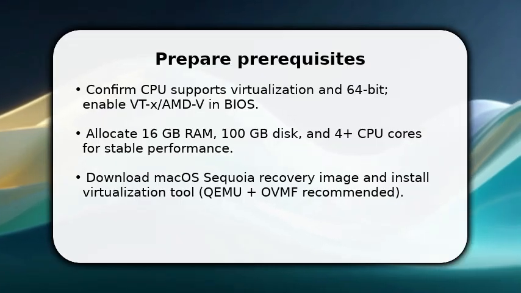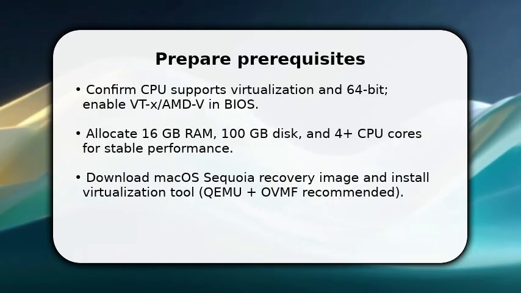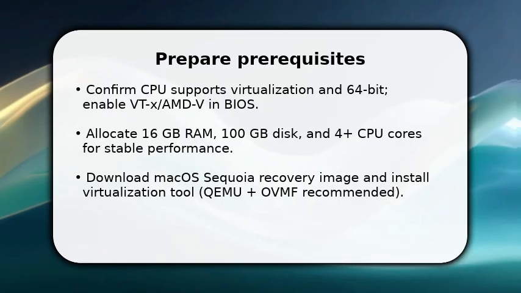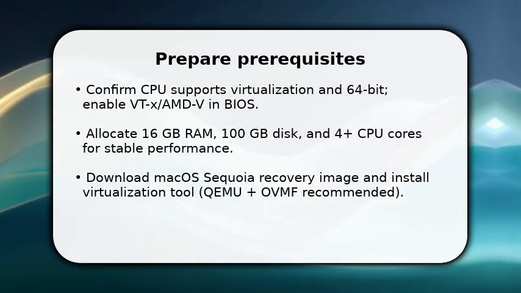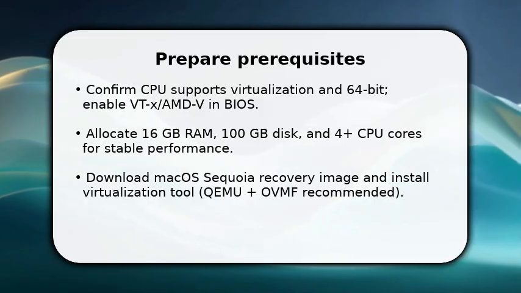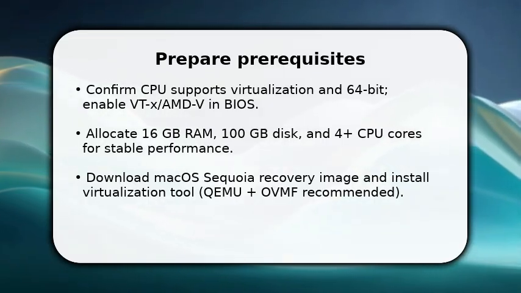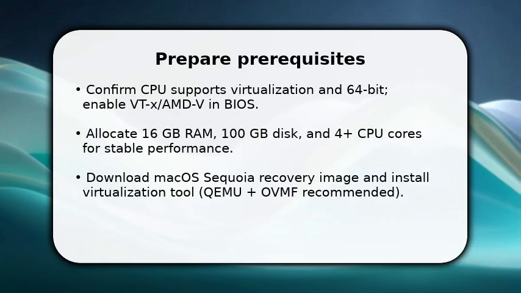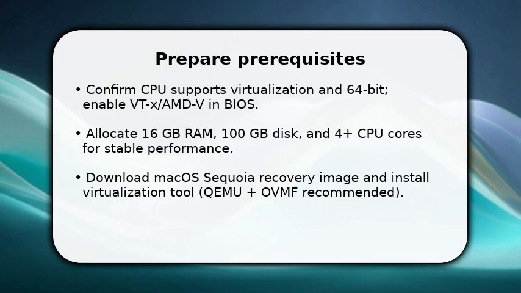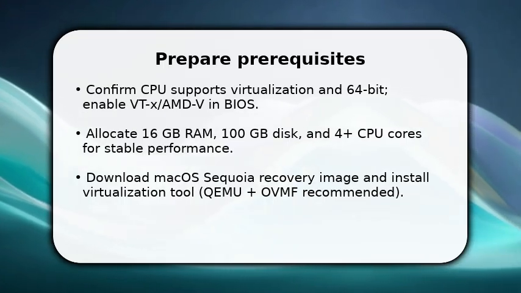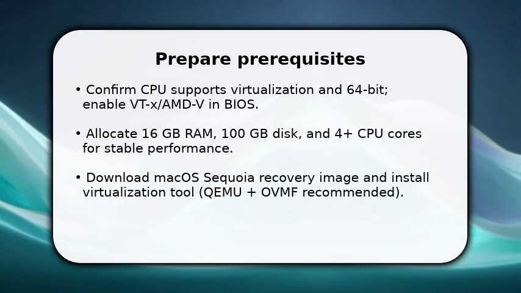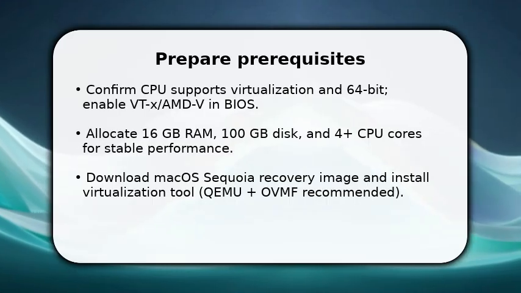You start by confirming your hardware supports virtualization and 64-bit execution, then enable VT-x or AMD-V in BIOS because the VM needs direct CPU features. Once done, reserve 16 GB RAM, about 100 GB disk, and 4 CPU cores to avoid sluggish behavior. Next, obtain a macOS Sequoia recovery image and install QEMU with OVMF. These choices give the firmware and device support macOS expects, so make these steps first before creating any VM.